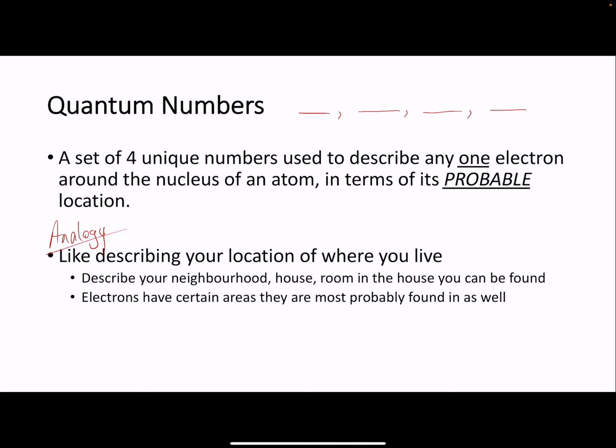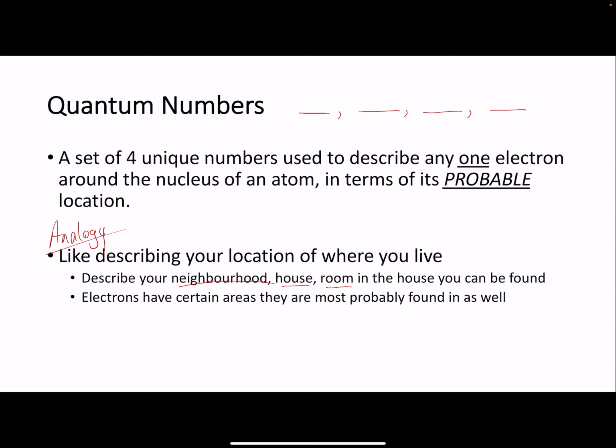Right? It's like where you live. You live in a country or province, a city, you can be very specific. In a neighborhood, you have a house in the neighborhood and you sleep in one of the rooms in the house, wherever that might be. So you can describe your location pretty well.